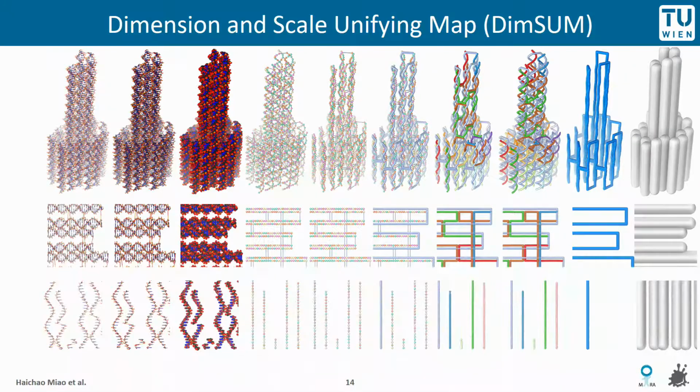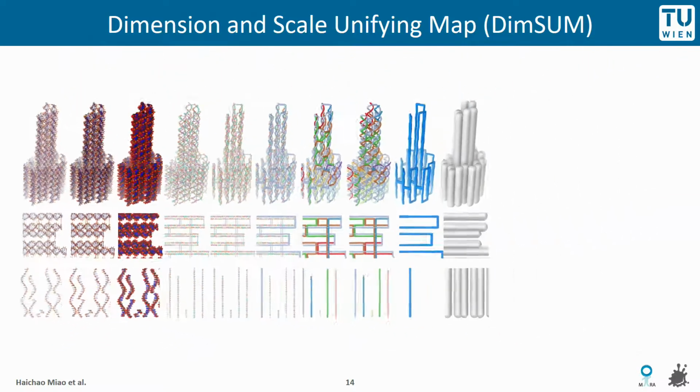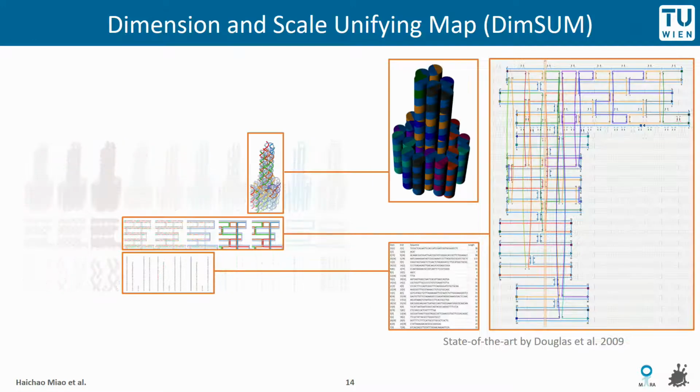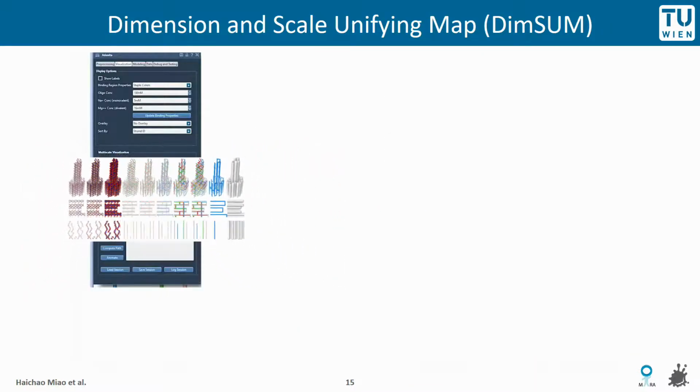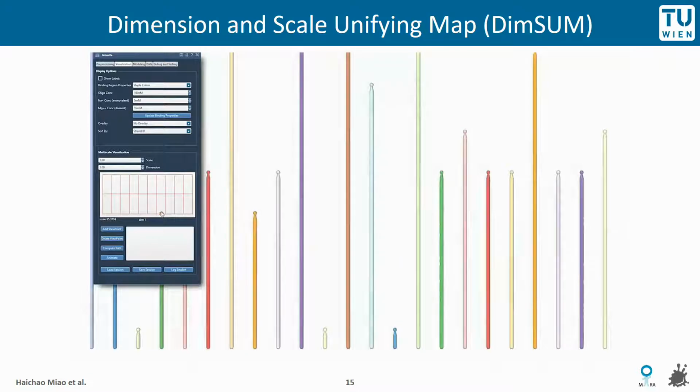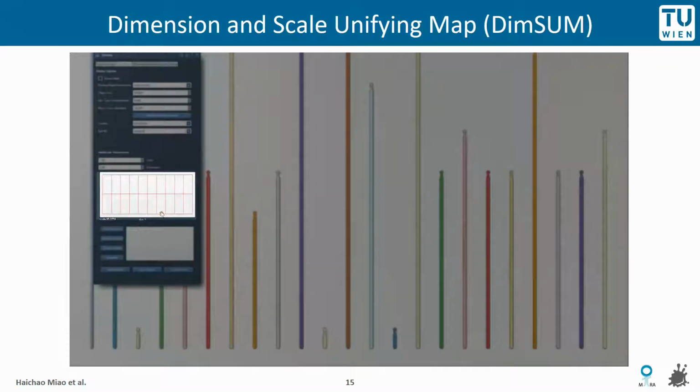So if you compare it to the state of the art, this is the state of the art, and this is basically in our map the part that represents the information that can be found in the state of the art. But we have many more details that we depict in our dimension and scale unifying map, the DimSUM. So let me show you how this works in action. So here we have an action panel, and by moving around this icon, we can move around in our abstraction map in the DimSUM panel.